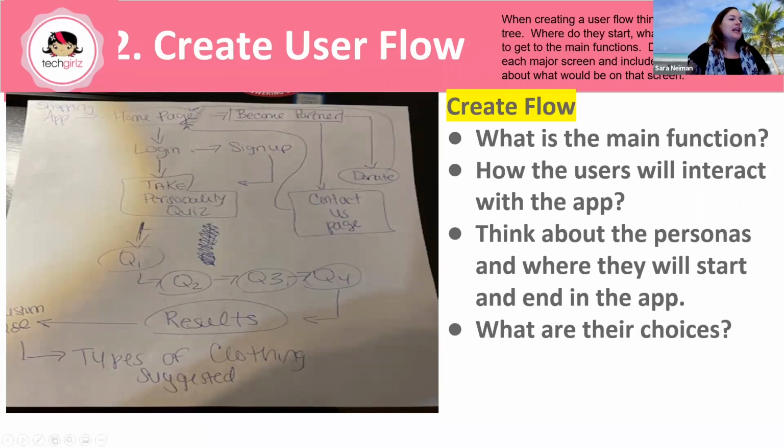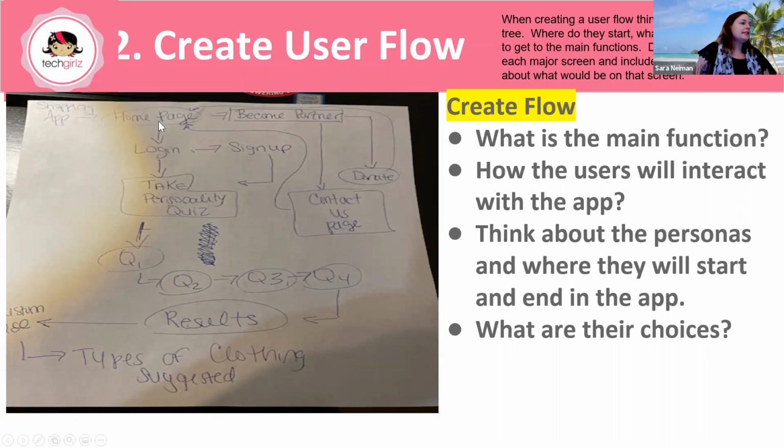So if you take a look at the left, I actually wrote this out, and I'll show you how this gets translated into the computer version. But when you're creating your flow, you are trying to figure out what is the main function, and you should already have that down from your previous brainstorming. How will the users interact with the app? Go back to thinking about personas and where they will start and end in the app. And then what are their choices?